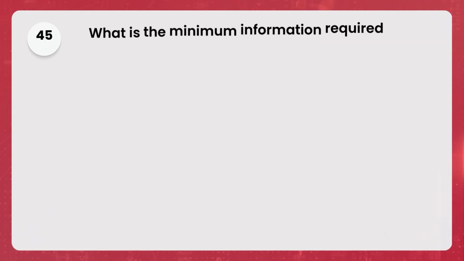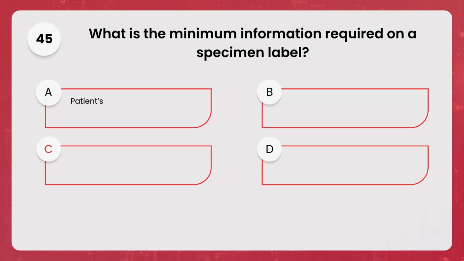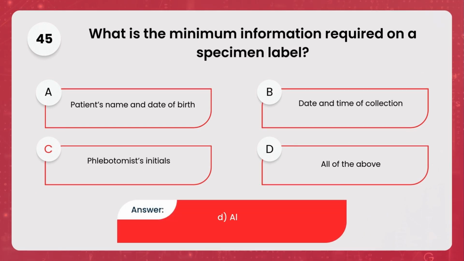Number 45. What is the minimum information required on a specimen label? A, patient's name and date of birth. B, date and time of collection. C, phlebotomist's initials. Or D, all of the above? The answer is D, all of the above.